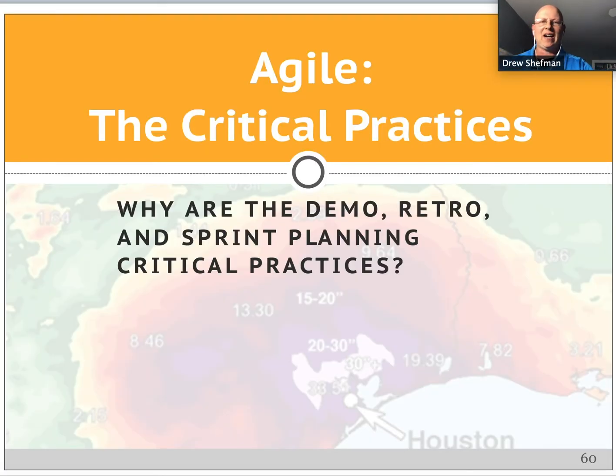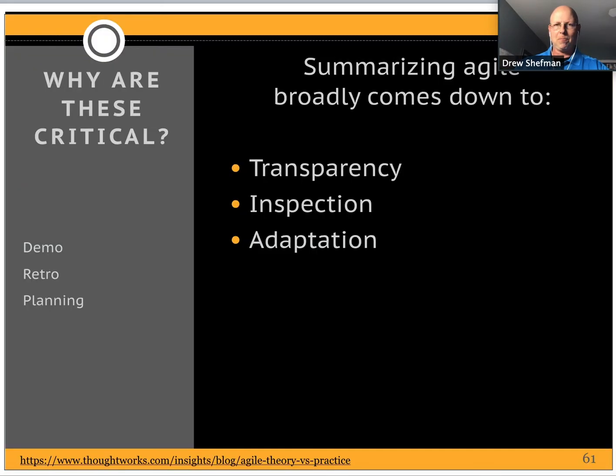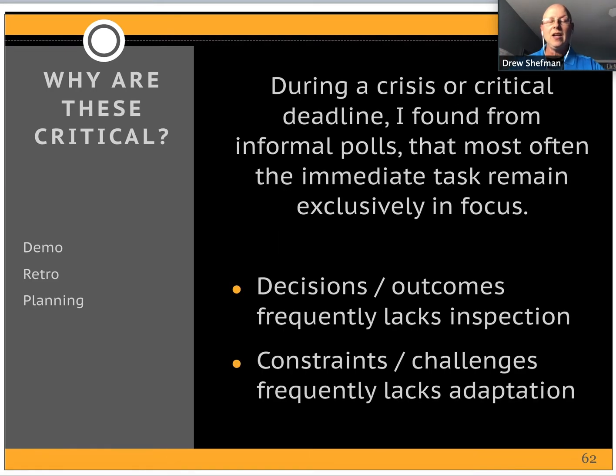So the critical practices in Agile, I would say, are the demo, the retro, and sprint planning. But why are they the critical practices? Summarizing Agile broadly comes down to transparency, inspection, and adaptation. I'm sure you've probably heard this before. These are the 3 pillars of Agile. So during a crisis or critical deadline, I found from mostly informal polls that the immediate task remains exclusively in focus. Decisions and outcomes lack inspection, and constraints and challenges lack adaptation.